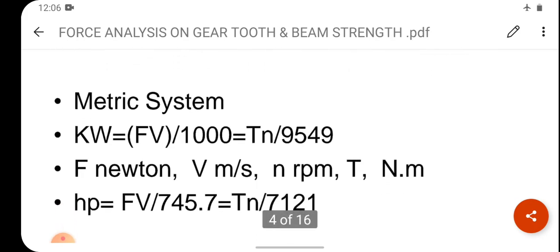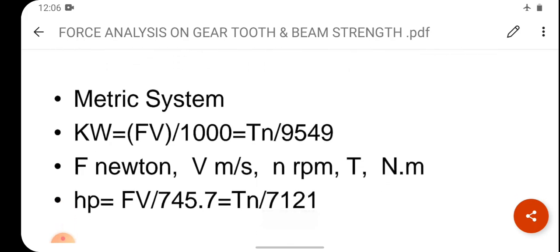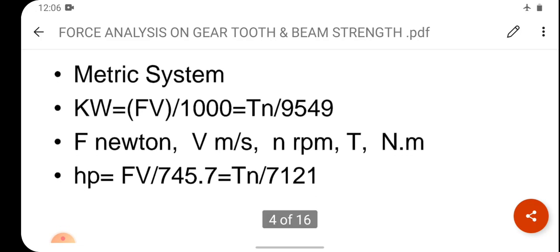In the metric system, kilowatt, that is Fv upon 1000, is equal to Tn upon 9549. F in Newton, V is meter per second, N is RPM, T is Newton meter. Again in terms of horsepower, it is given as F into V upon 745.7 is equal to Tn upon 7121. That is in horsepower.